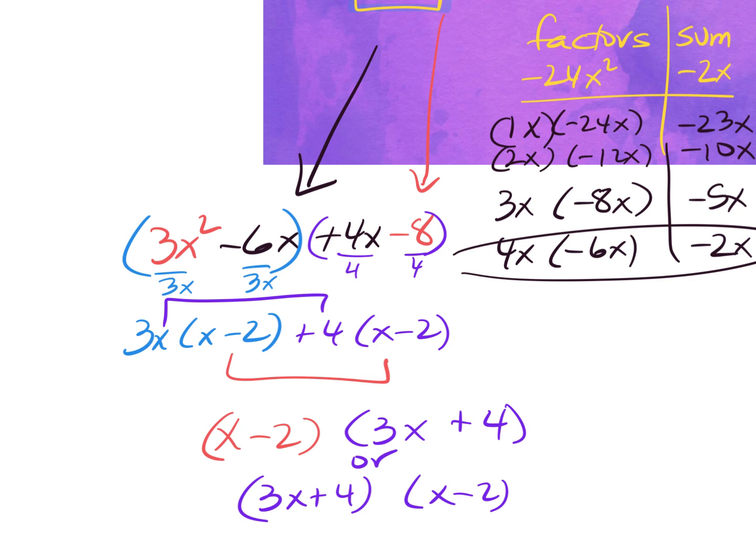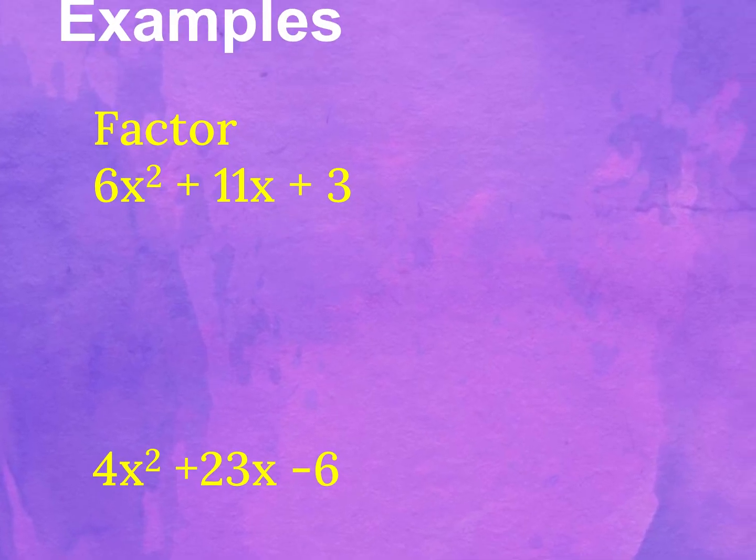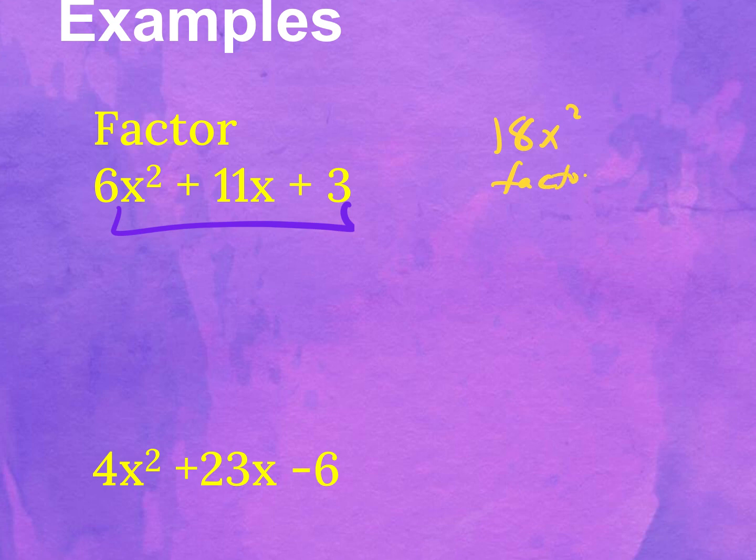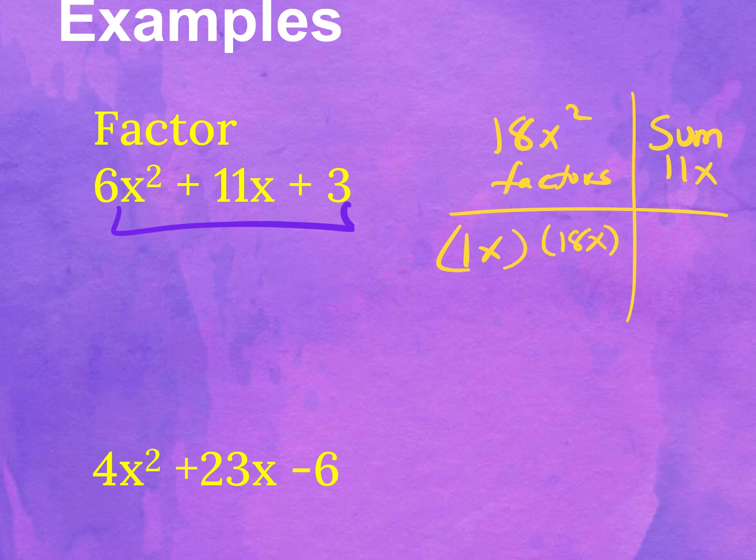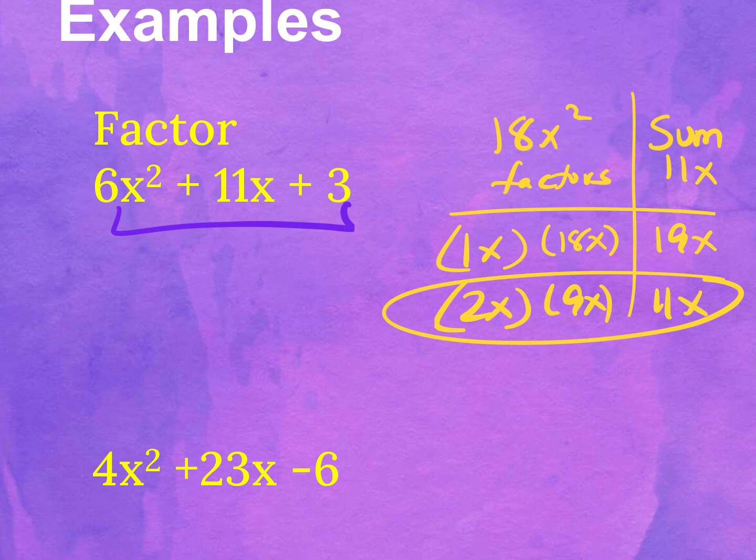2 more examples and we're done. Just more of the same. So again, we're going to multiply beginning and end. This is going to give me 18x squared. These are the factors I'm looking for that will sum to give me 11x. So we have 1x, and the signs are the same. So 1x times 18x gives me 19x, not what I'm looking for. 2x times 9x gives me 11x. That's the combination I need.